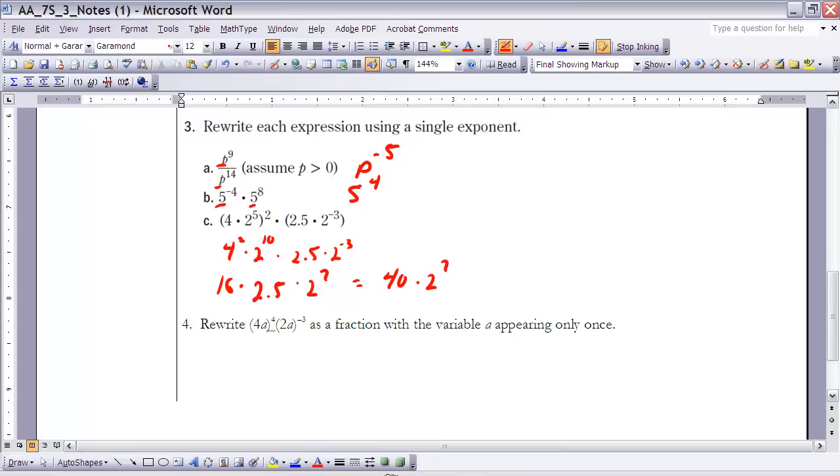Now we're doing all multiplication here, so I'm going to put together the things that I can. 4 squared is 16 times 2 to the 10th and 2 to the negative 3rd. Since those are the same base, I can add those exponents and get 2 to the 7th. And then I'm going to take 16 times 2.5, which is equal to 40, and then I can say it's 40 times 2 to the 7th power.